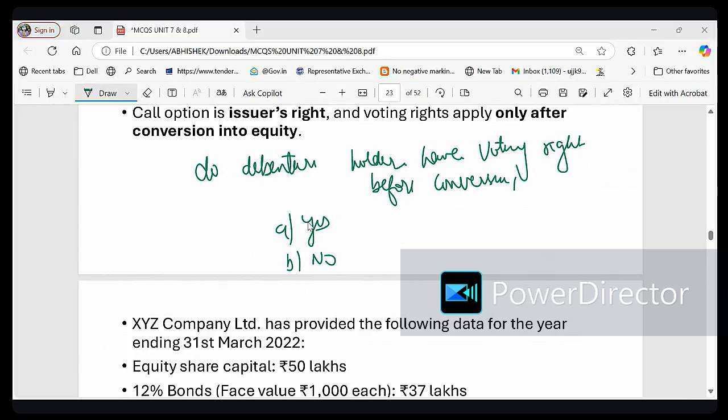You know what is voting right? You can vote, you can have a say in the company decision. That is called voting right, right? So do debenture holders have voting right before conversion? The answer is no. Obviously no, right? So I hope it is clear. The main thing is conceptual clarity. Once your concept is clear, you can answer any question, right?